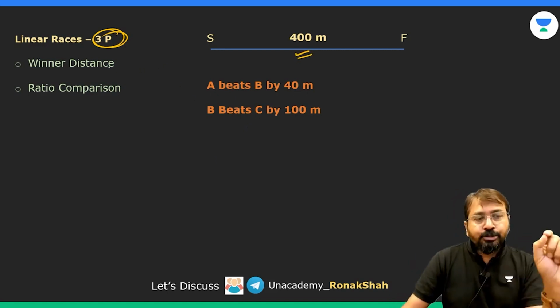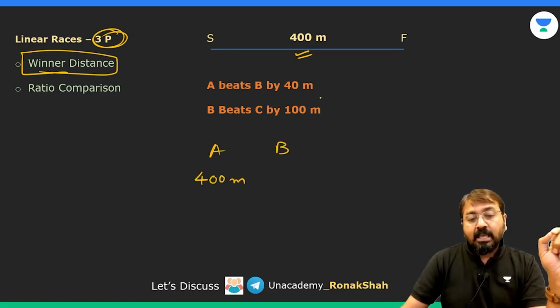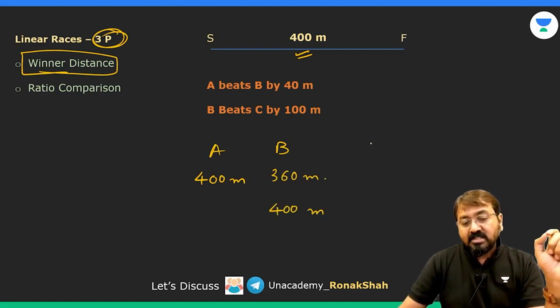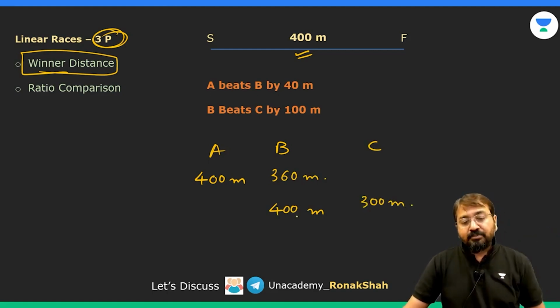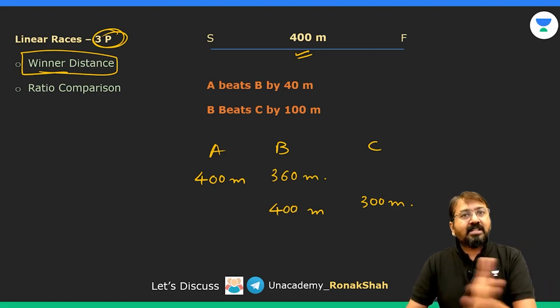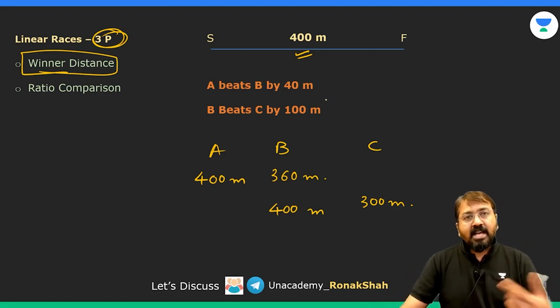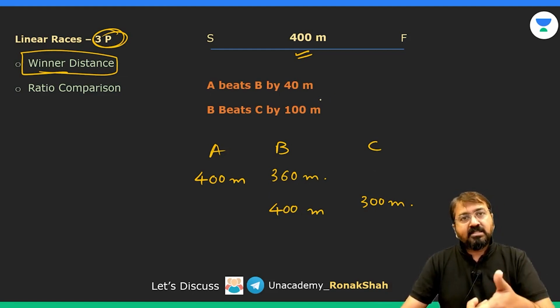The point that you need to understand is that the winner always runs the full distance. So over here, I'll write it this way. When A runs 400 meters, A beats B by 40 meters, so B must be running only 360 meters. Similarly, when B runs 400 meters, C must be running 300 meters, because the winner has to run the full distance. So between B and C, B runs 400 meters and C runs 300 meters, because B beats C by 100 meters. Now we'll be asked by how many meters A will beat C in the same race.